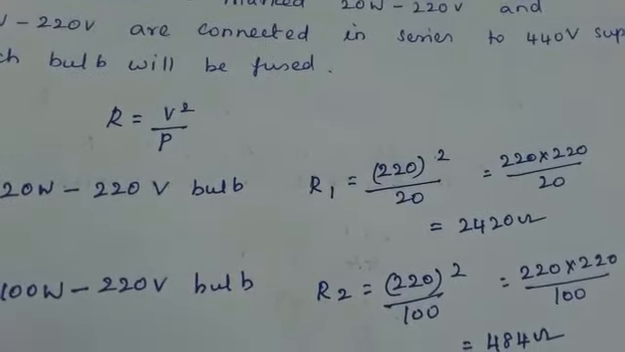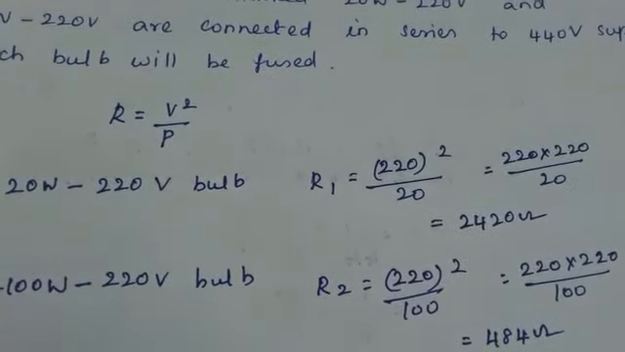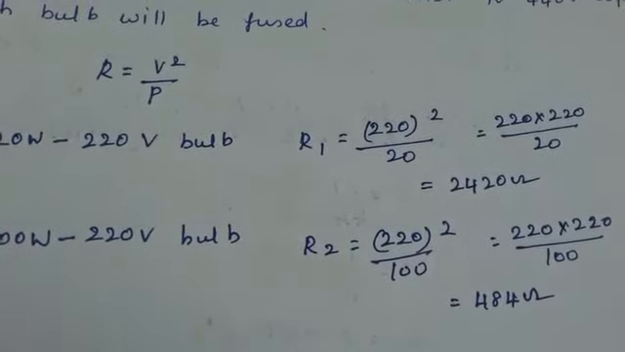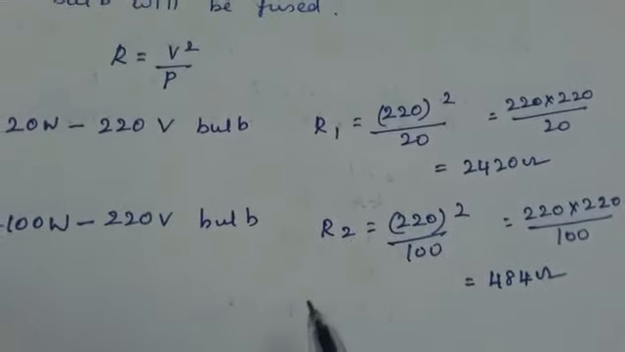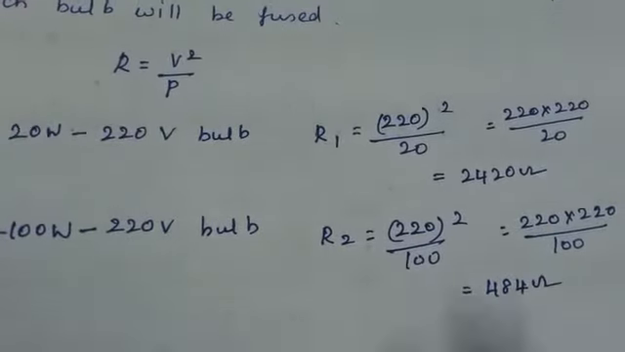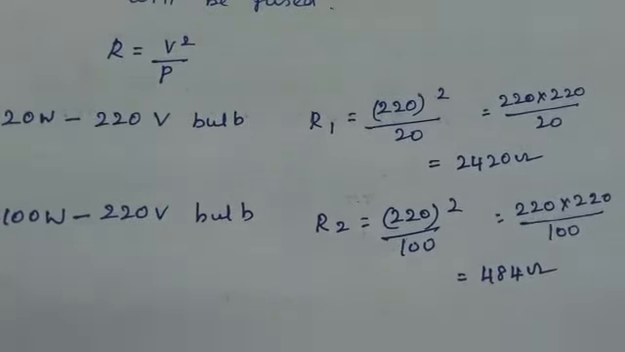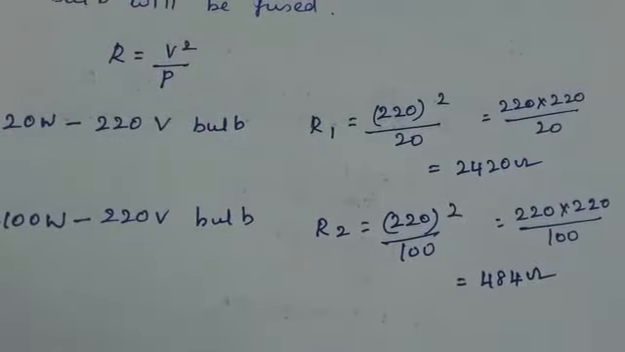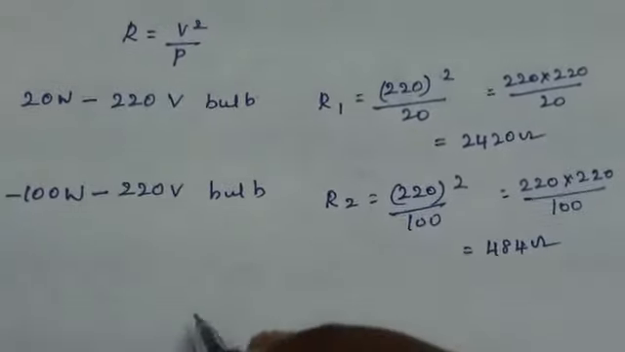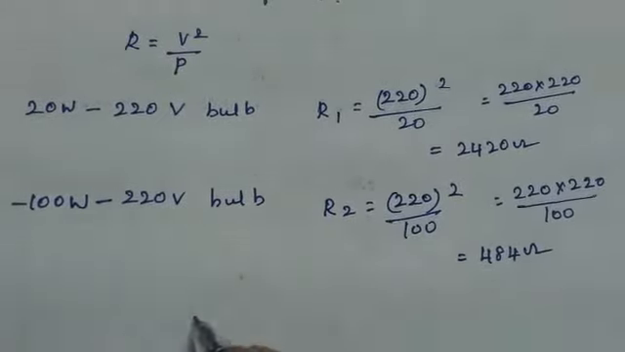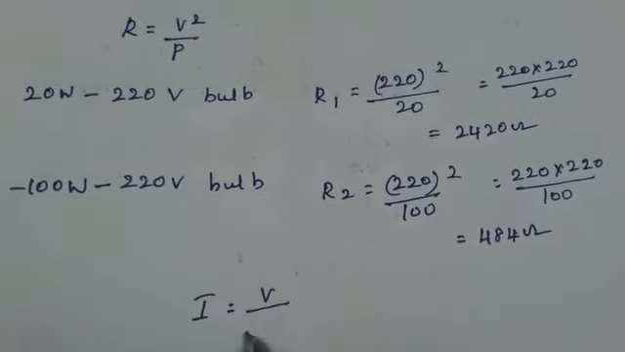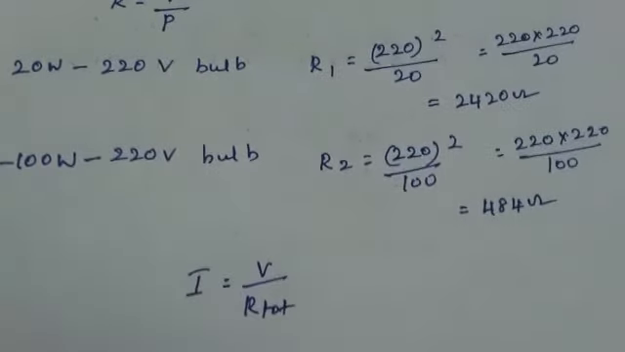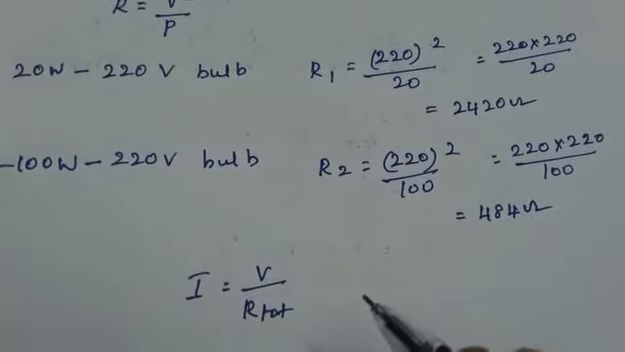According to the problem, the bulbs are connected in series. So the current passing through both the bulbs is the same. In series connection, the current is the same. So what is the total current passing through the circuit? I is equal to V by R total. We have to take the total resistance.